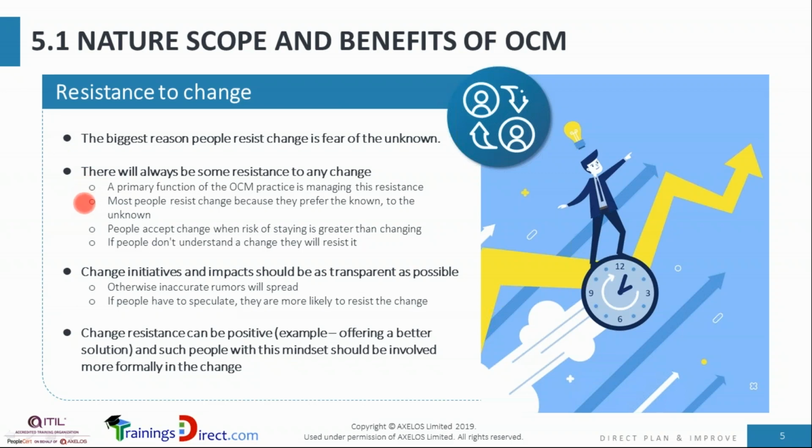Most people resist change because they prefer the known to the unknown. People accept change when the risk of staying is greater than the risk of changing, meaning people accept the change when they find it okay to do so. If people don't understand the change, they will resist it. Change initiatives and impact should be as transparent as possible. Otherwise, inaccurate rumors will spread. If people have to speculate, they are more likely to resist the change.